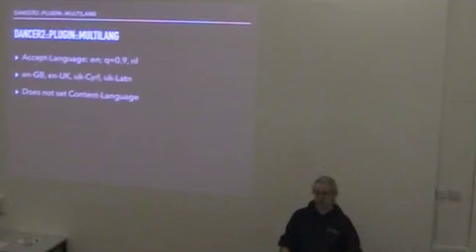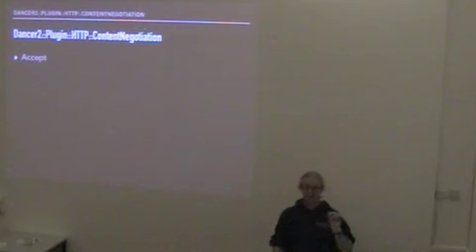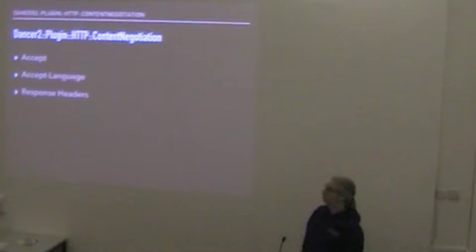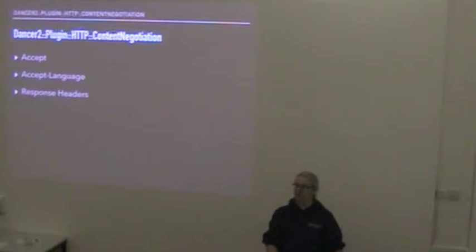So, time to do better, I hope. I thought I could do better. And I started writing a bunch of plugins. And I called them plugin HTTP and then whatever. So, since we're talking about content negotiation, the first plugin is called content negotiation. What's it doing? Well, it will have a bunch of header fields. One is the accept, the other one will be accept language. It will try to make sure that we have the proper response headers. And let's try to implement what we just had, our translation table, with content negotiation.